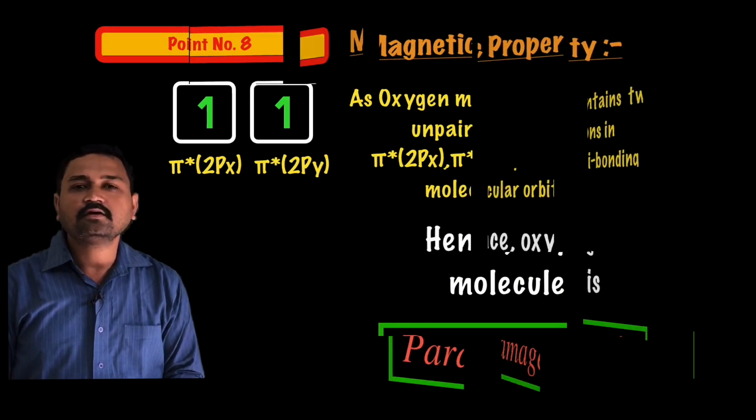So these are the simple 8 points by which you can explain the formation of the oxygen molecule by using the molecular orbital theory concept.